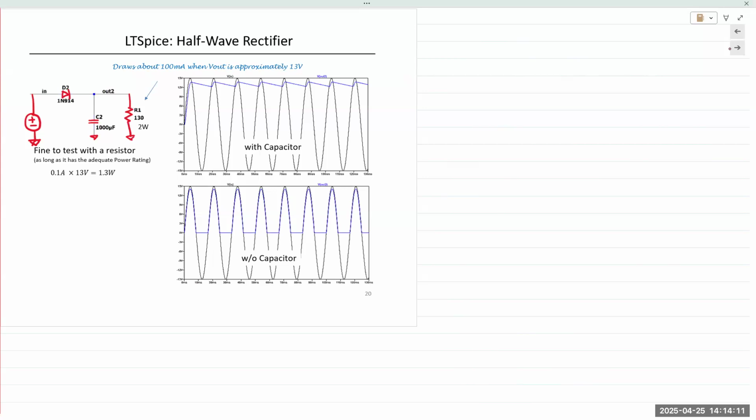So you can simulate this with and without the capacitor. If you simulate without the capacitor, obviously you have your input waveforms, and the one in blue is your output. And if you notice, obviously this is not an ideal diode. There is some voltage that is required to turn the diode on in forward bias. And so there is a slight diode voltage drop.